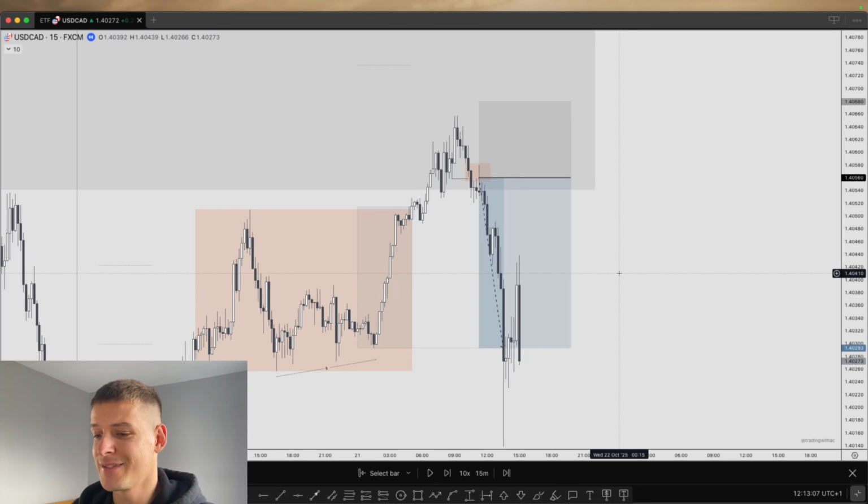So again, this is the exact model that I'm trading consistently day in, day out. The exact model that allowed me to pass 100K in funding in 3 days.